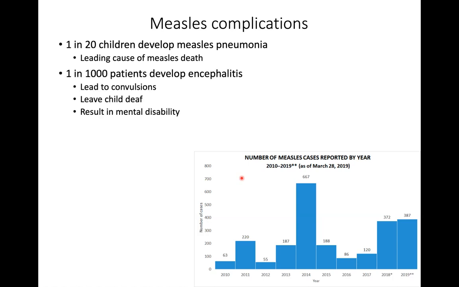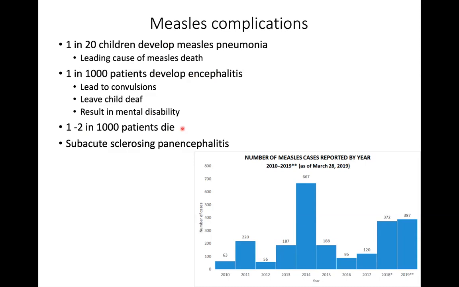1 in 1,000 patients develop encephalitis. Measles encephalitis can lead to convulsions. It can leave the child permanently deaf, and it can result in mental disability to the children. I would not take that chance. 1 in 1,000, I'm not taking a 1 in 1,000 chance. 1 to 2 in 1,000 patients die of measles, whether they develop these or not.